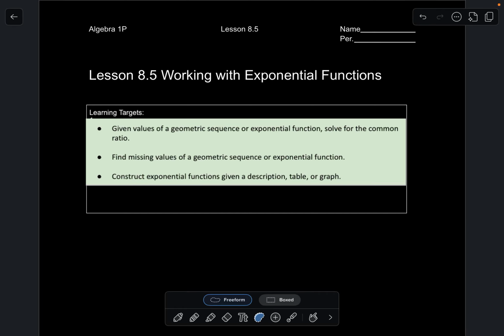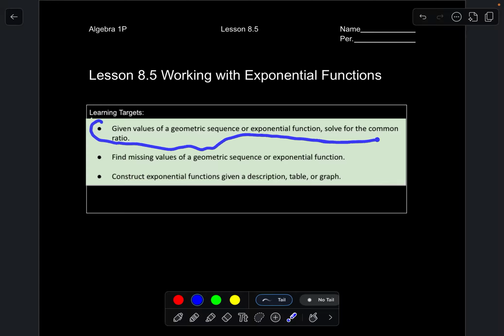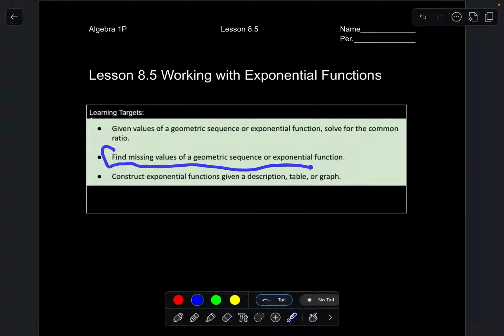Eggleston, and this is lesson 8.5 for Algebra 1, working with exponential functions. In this lesson, you will learn how to, given values of a geometric sequence or exponential function, solve for the common ratio, what we're multiplying by each time. We'll also learn how to find missing values of a geometric sequence or exponential function, and also how to construct exponential functions from a description, table, or graph.